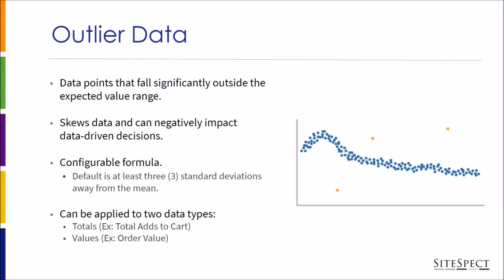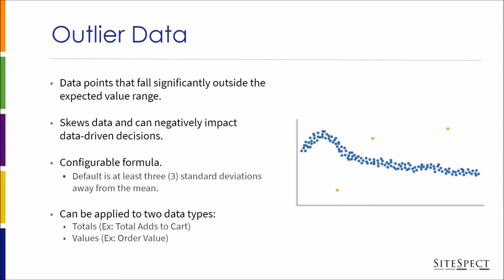By default, when you enable this feature, SiteSpect will identify any data point as an outlier that is at least 3 standard deviations away from the mean. But you can easily change this number to fit your own data and analytics standards. SiteSpect's outlier feature can be applied to 2 data types. Number 1, totals, for example, total adds to cart, or 2, values, like order value.